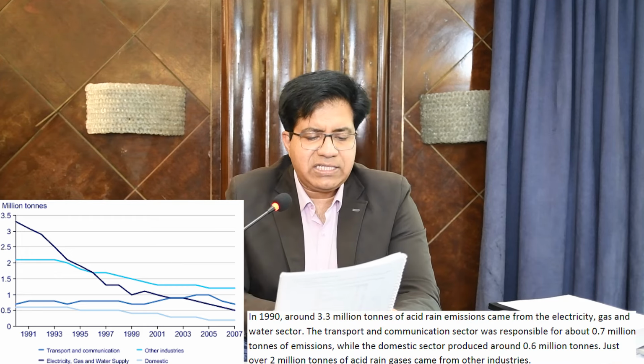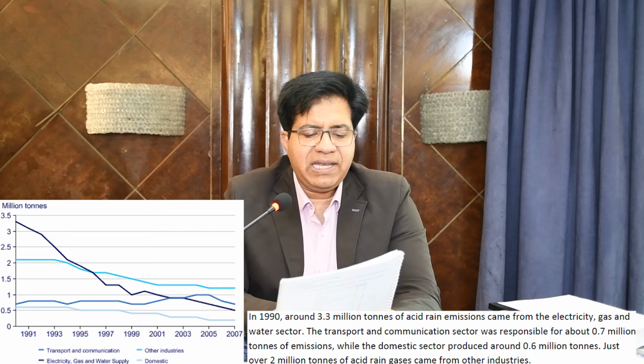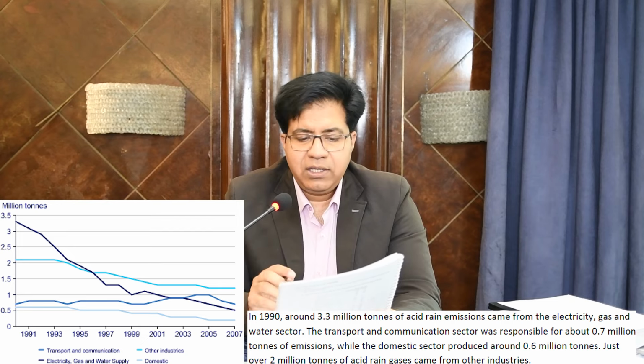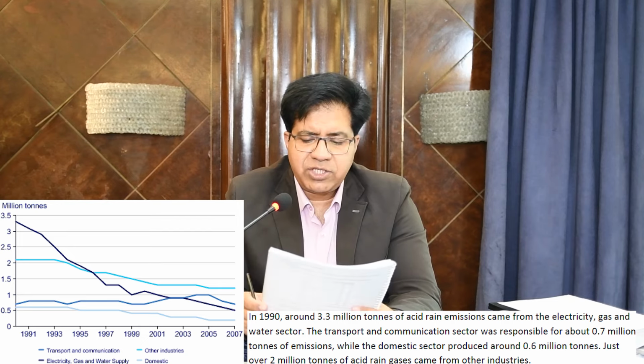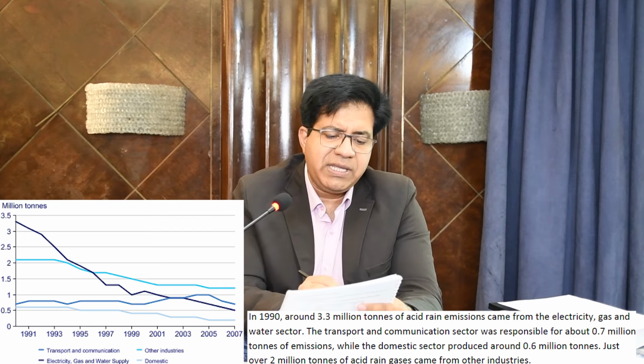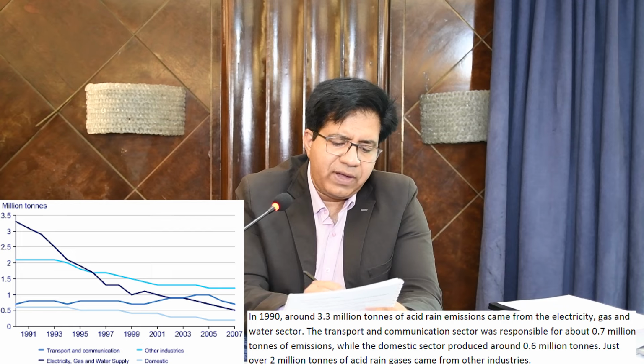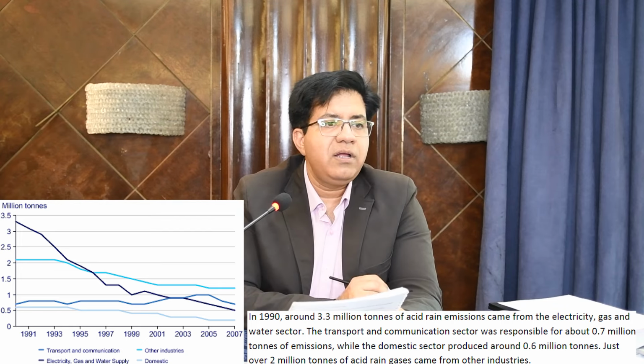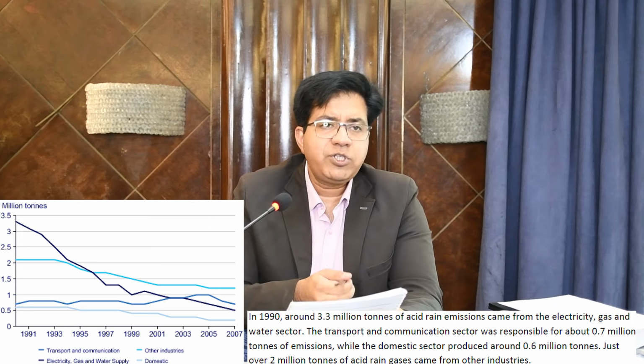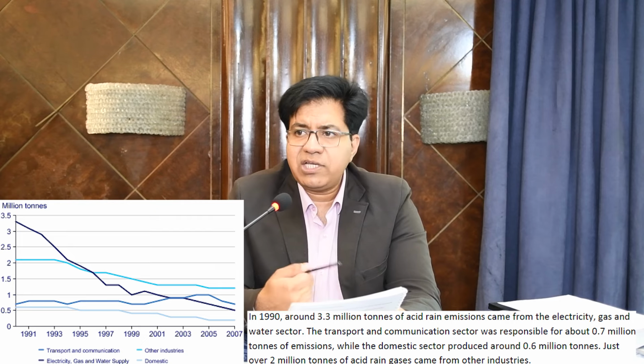In 1990, around 3.3 million, can you see 3.3? That line, tons of acid rain emission came from electricity. So it means the first line is electricity. You can write number 1 over there and number 1 down there because your books are black and white. I've shared the soft copy of the book, so you can just check that as well.